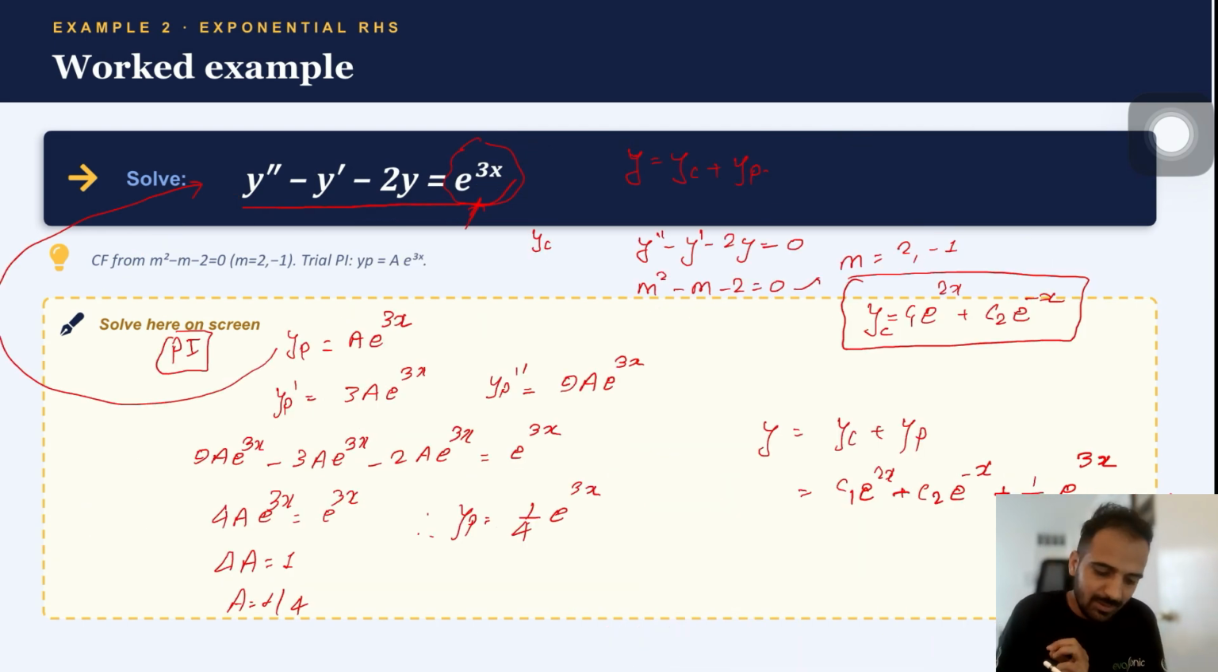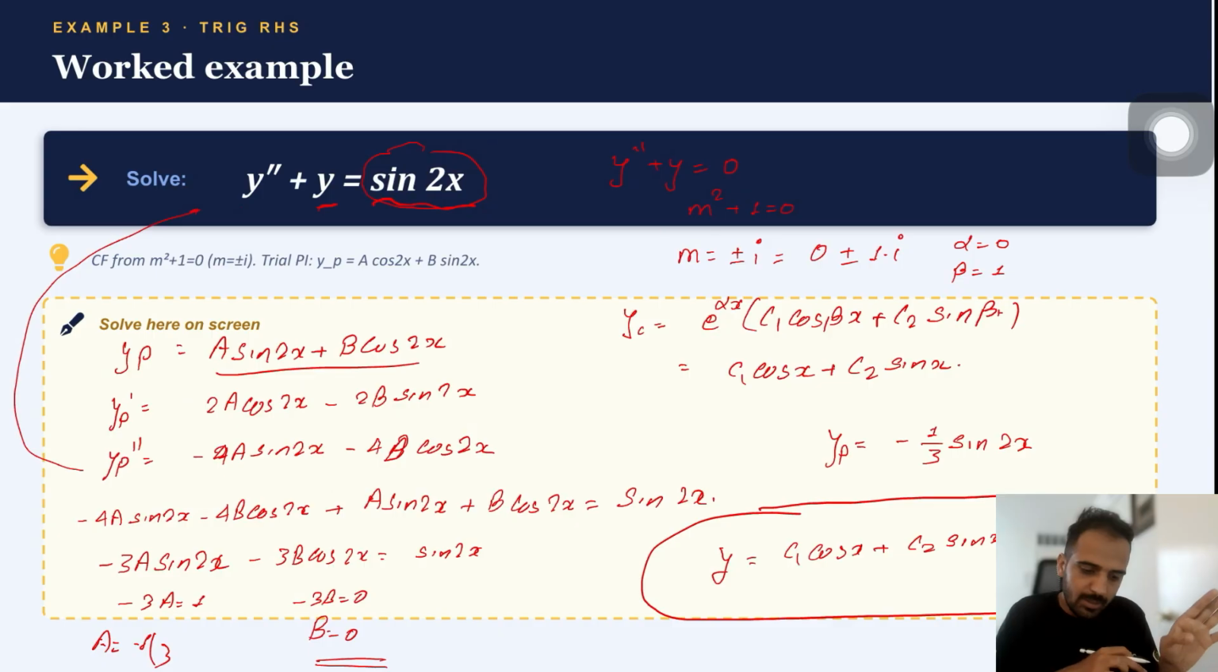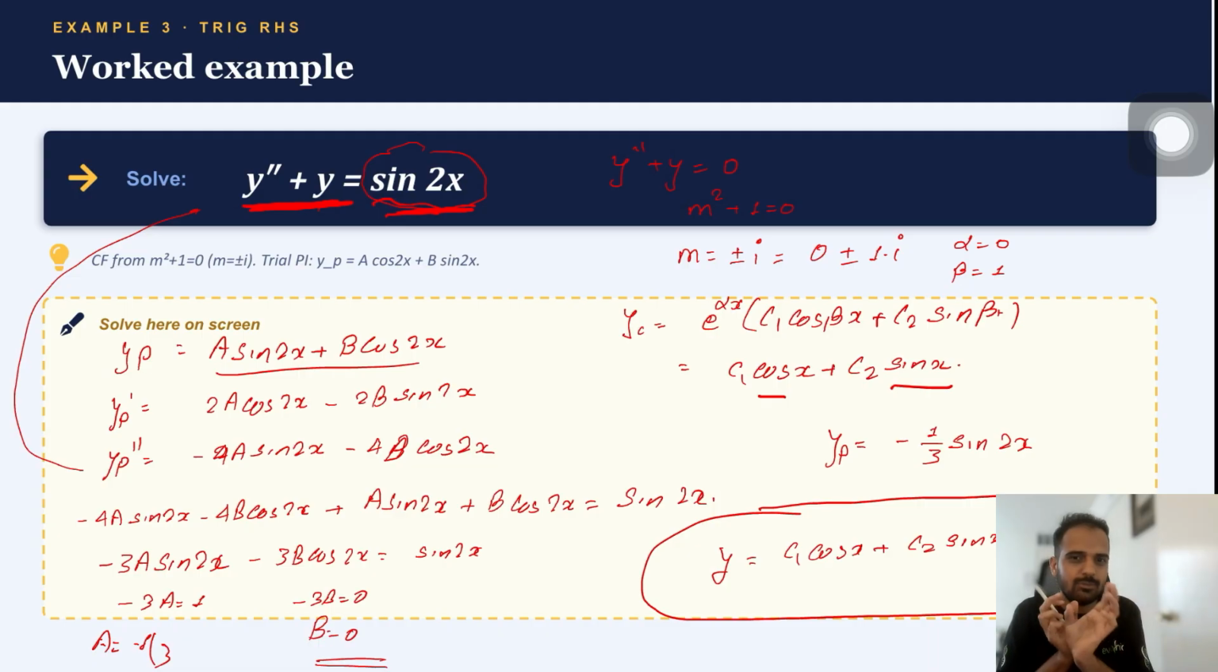So if you see here, you have the exponential 3x, the curve of exponential 3x, but this forcing term is not inside the homogeneous solution. If you see your homogeneous solution, you have either exponential 2x or exponential negative x. That means the forcing term is not inside the complementary solution. No resonance occurs here. If you see here, your homogeneous solution is just cos x and sin x, but your forcing is sin 2x. That means in this case also you do not have your forcing nature inside the homogeneous solution.